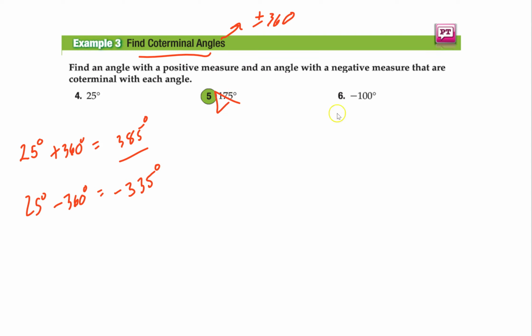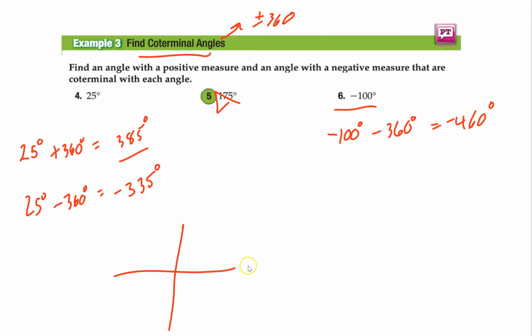Let's skip this one because it's the same thing. Let's do this one. They want me to find a negative coterminal angle? Well, I'm already at negative 100, so let's subtract off another 360. I get negative 460. Let me actually draw this one. So negative 100, ready to go down. There's negative 180. Negative 100 is over here somewhere. If you went around another full circle, you'll have another angle. That'll be negative 460.